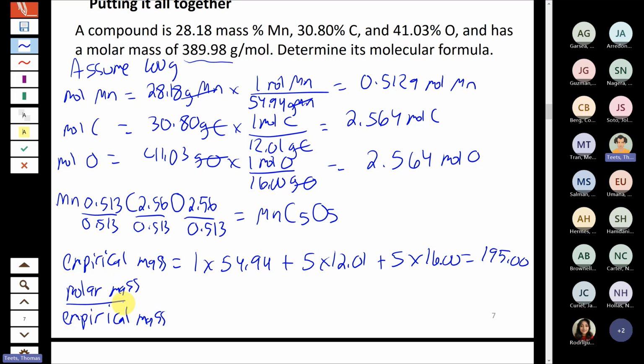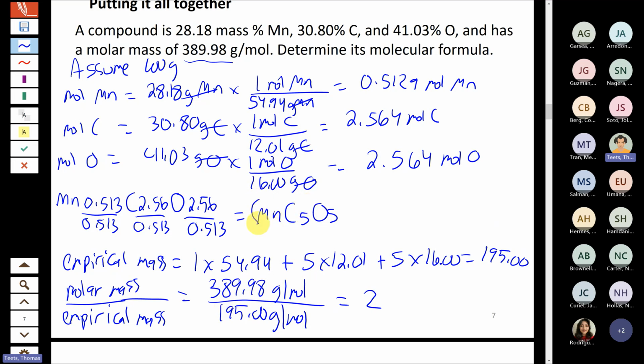It should always be a small whole number. If it's not, that probably means you made a mistake somewhere in either getting your empirical formula or your empirical mass. Our given molecular mass is 389.98. The empirical mass we just found is 195. And to a good approximation, that is a factor of 2. So those are related by a factor of 2, which means our molecular formula is going to be 2 times the empirical formula. So we take this whole empirical formula and double it to get the molecular formula. We double every single subscript, not just one. We do all of them.